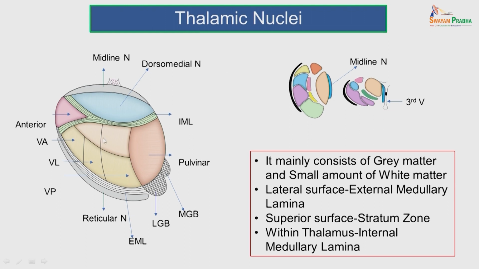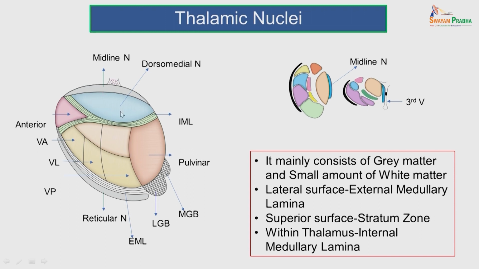So, the thalamus is divided into a number of nuclei. Most of it is grey matter, no doubt about it, but there is a small amount of white matter, and this white matter enclosed within the thalamus is called the intramedullary lamina. Laterally also it has a bit of white matter called the extramedullary lamina. So, this divides this ovoid shaped subcortical grey matter into a number of nuclear complexes.